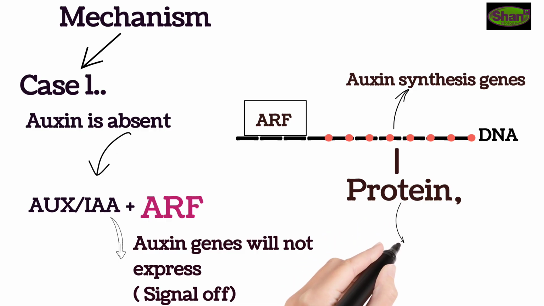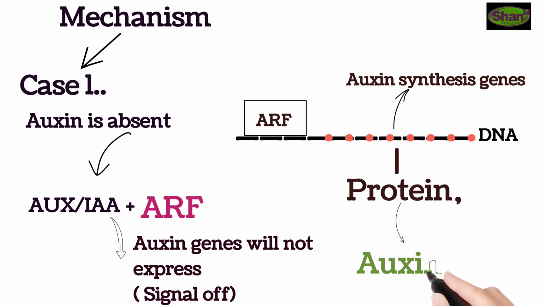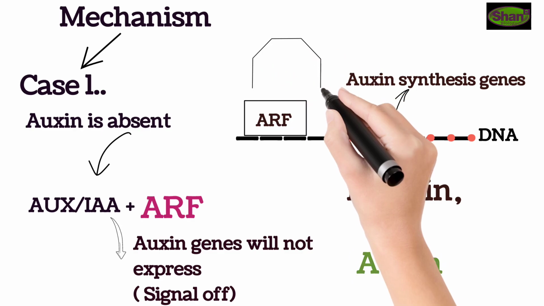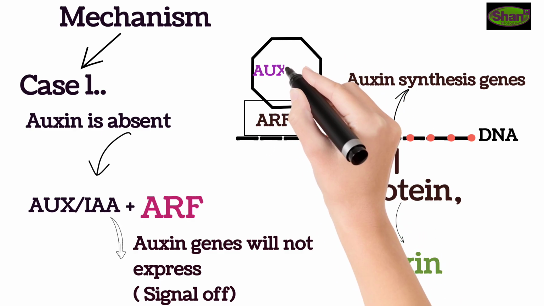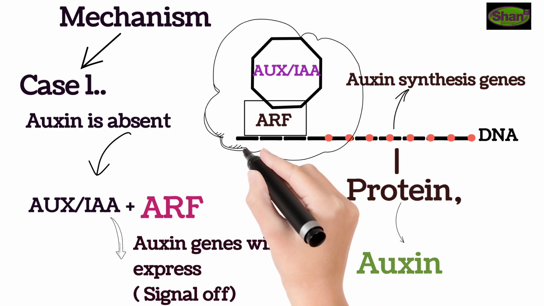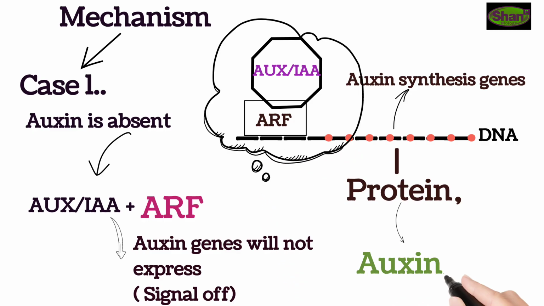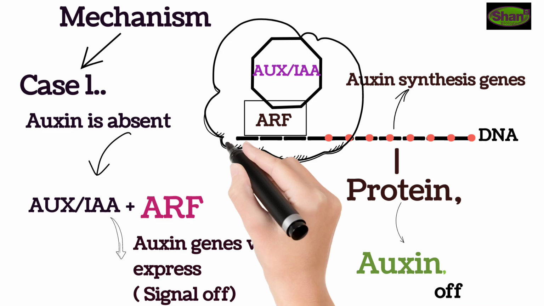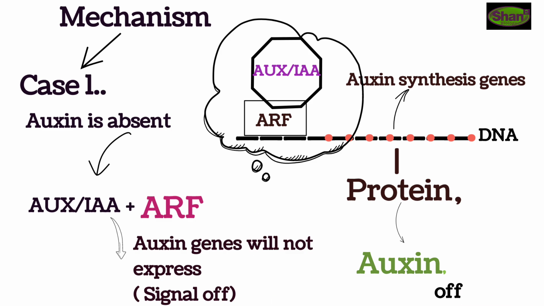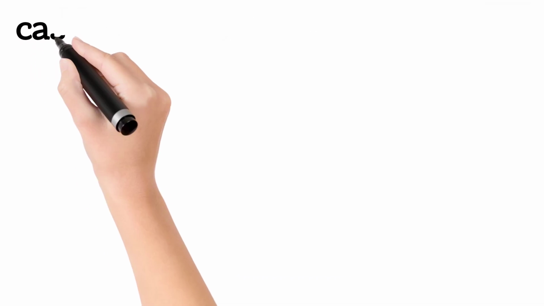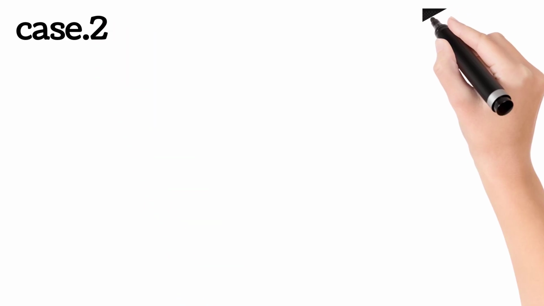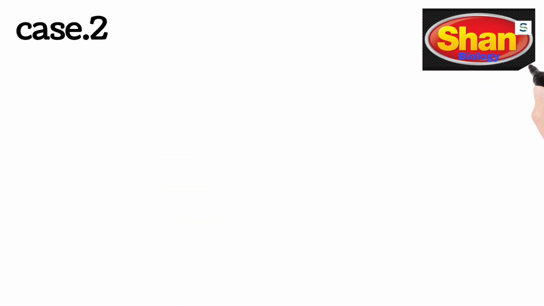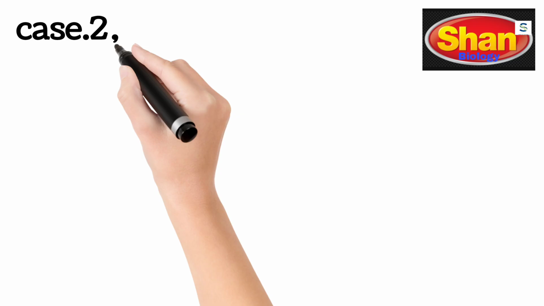This is the normal pathway, but what happened in case 1? ARF binds with inhibitor protein AUX in absence of auxin and forms a complex. It blocks the whole pathway and keeps the gene expression totally off. This is case number 1. Coming to case number 2, very important and very easy to understand here. Now it is the reverse of the first.